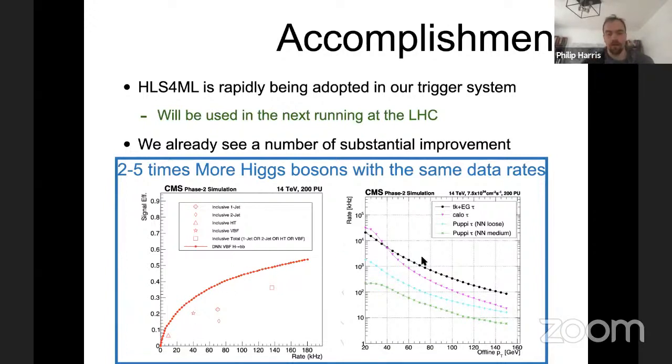To give you another example, here's one that my postdoc Dylan put together. The idea here is to identify tau leptons. A tau lepton is a heavy lepton. And the conventional approach that we had before was this black line. So this is the rate for a specific tau lepton efficiency as a function of the energy of the tau. If you apply a neural network and you tune it to the same efficiency, you can go from this black line down to this cyan line, right? So you can reduce the rate by an order of magnitude. Well, what does this mean? It means, if you want to look for Higgs bosons that have an energy of 60 GeV, you'd have to run these at a very large rate.